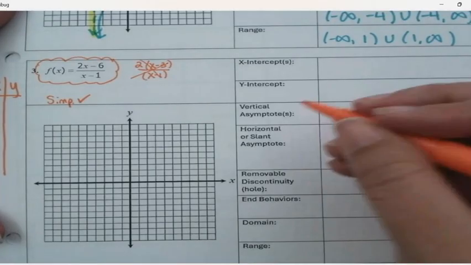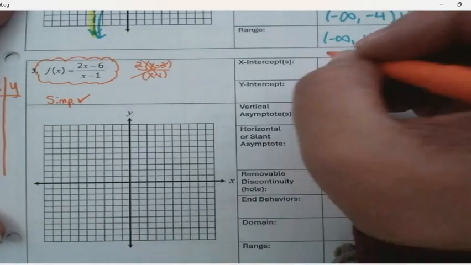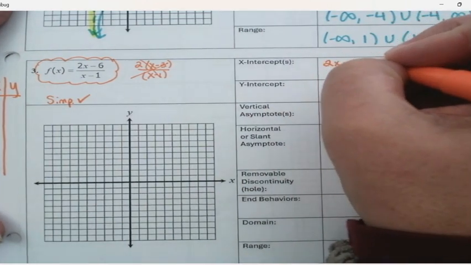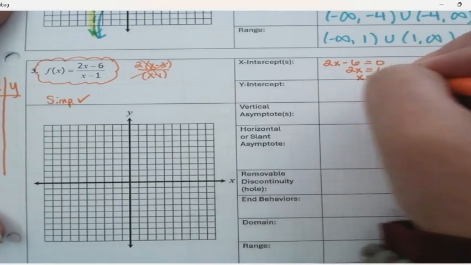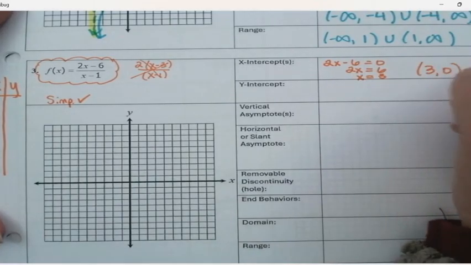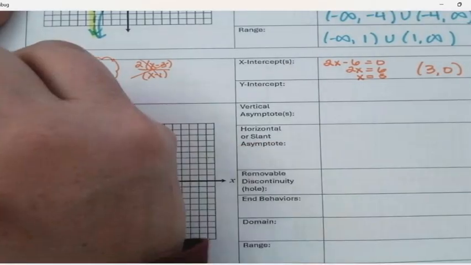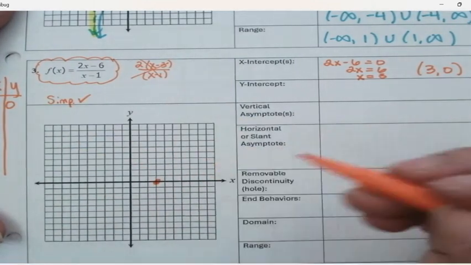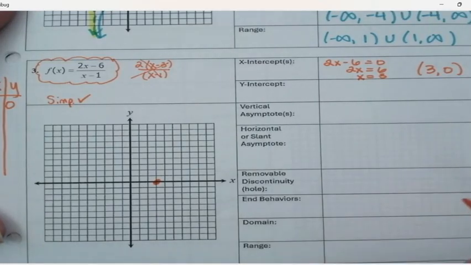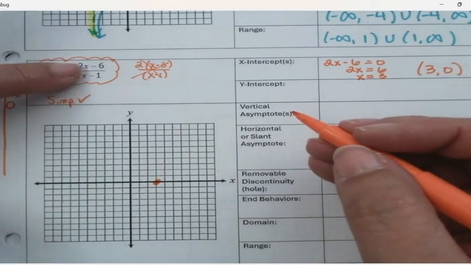Let me get my table over here and go through my process now of finding all of my things. Okay, to find the x-intercept, I set the numerator equal to 0. So 2x minus 6 equals 0. Solve for x. So 3, comma 0 is my x-intercept. 1, 2, 3. I'm going to go ahead and stick it in my table there. So when I go to find some points, I don't accidentally try to check 3 again. I've already found that one.